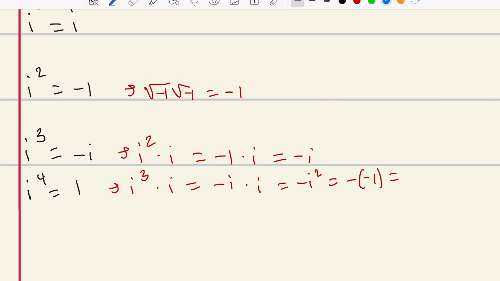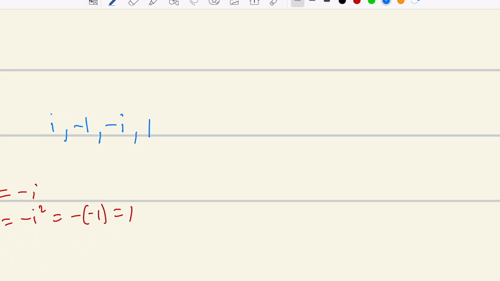So just memorize this as i, negative 1, negative i, and 1. So let's do a problem where we have to simplify. Let's see, problem number 1. Let's do one of these: i to the power 35. Okay. So I always start from the fourth power.